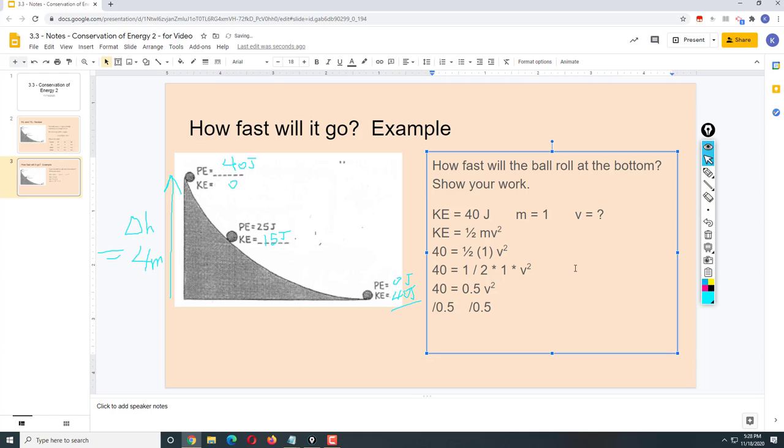So 40 divided by 0.5 is 80. 0.5 divided by 0.5 is 1, it goes away. Last step, we take the square root of both sides. So that means that v is the velocity. It's the square root. I can write sqrt for square root of 80.